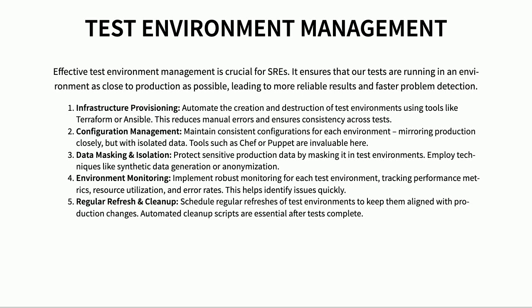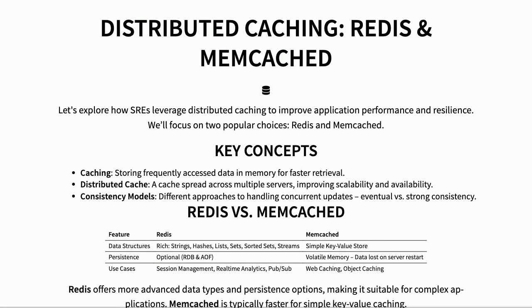of testing. Okay, so let's talk about how we use distributed caching as SRE. It's a critical part of keeping applications running smoothly. Basically, caching is all about storing frequently accessed data in memory to speed things up. But when you have a lot of users, one server isn't enough, right? That's where a distributed cache comes in. It spreads the data across multiple servers so it can handle more requests.